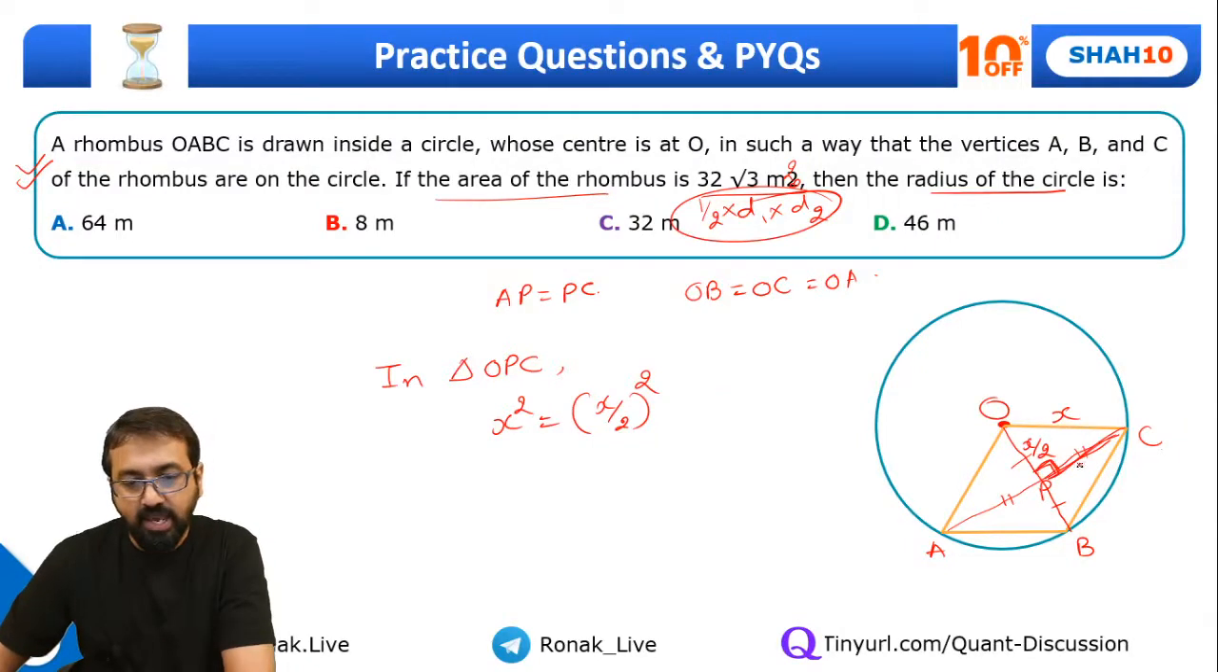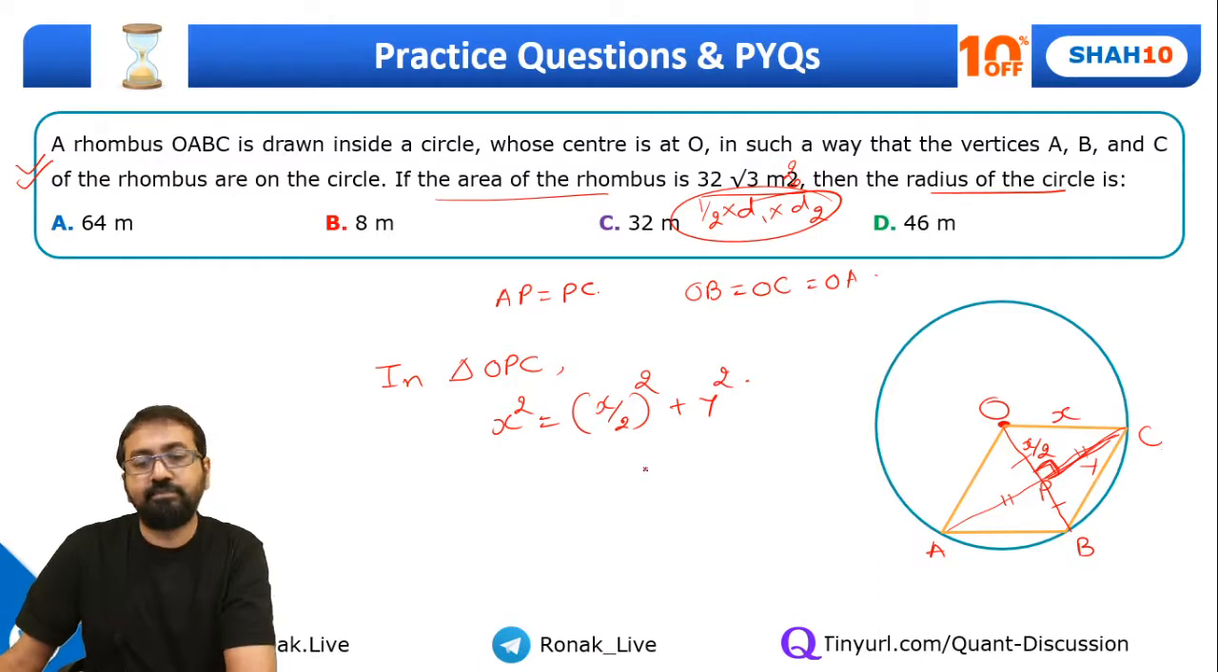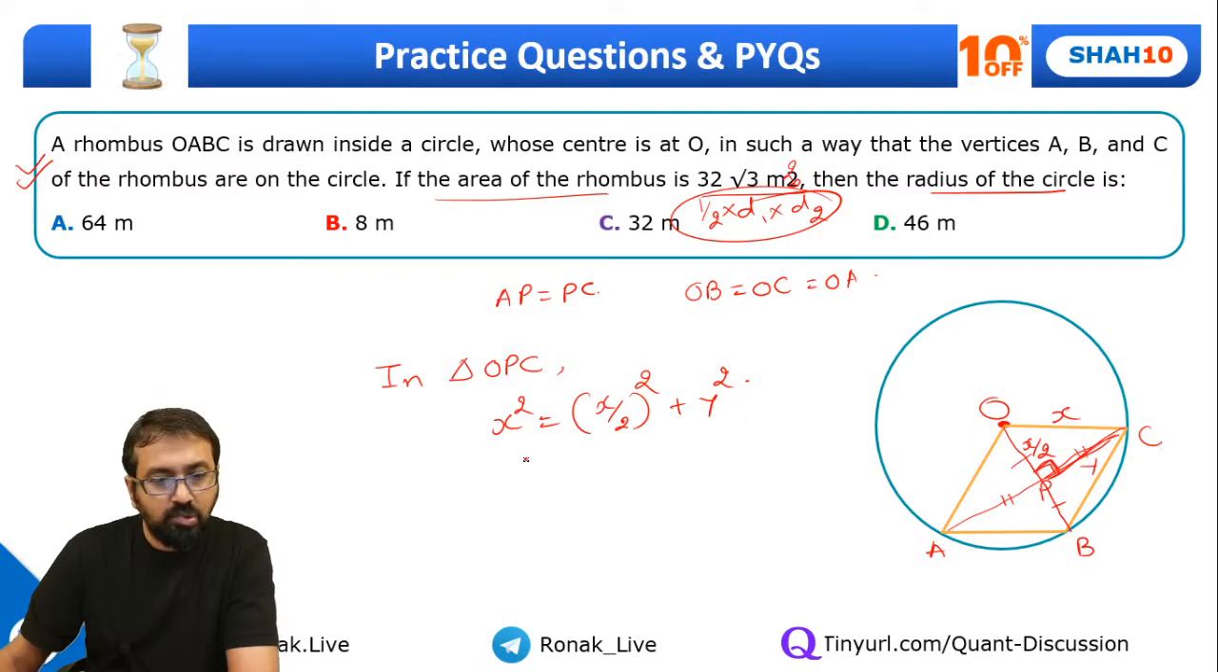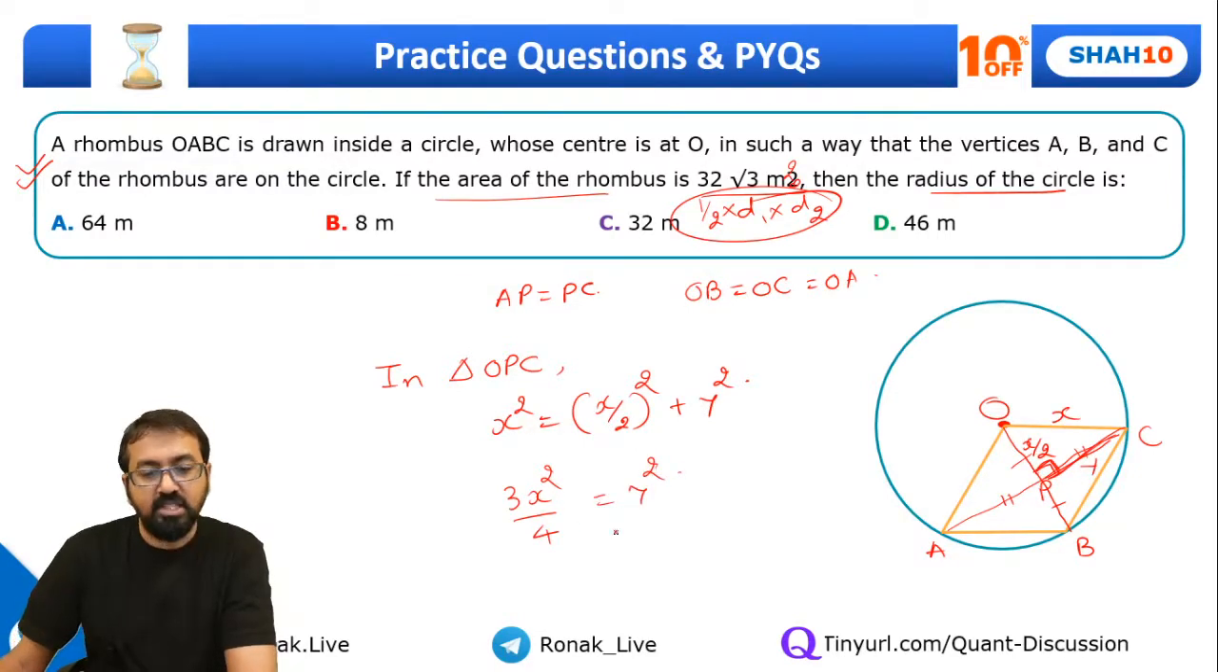Let's take this as y plus y square, isn't that okay? So what will I get over here? So I'll get x square is equal to x square by 4 plus y square. So can I say 3x square by 4? X square minus x square by 4 is 3x square by 4 is equal to y square, yes or no, everyone?